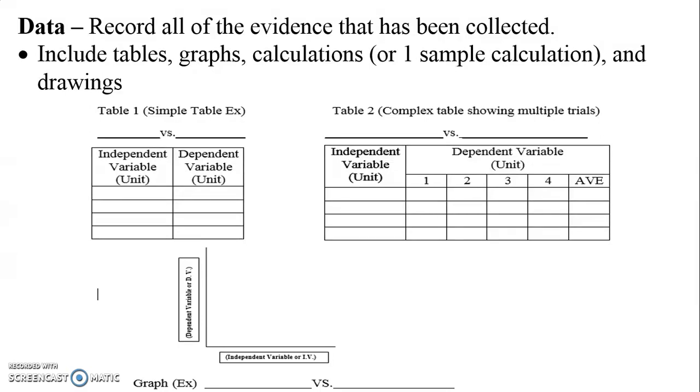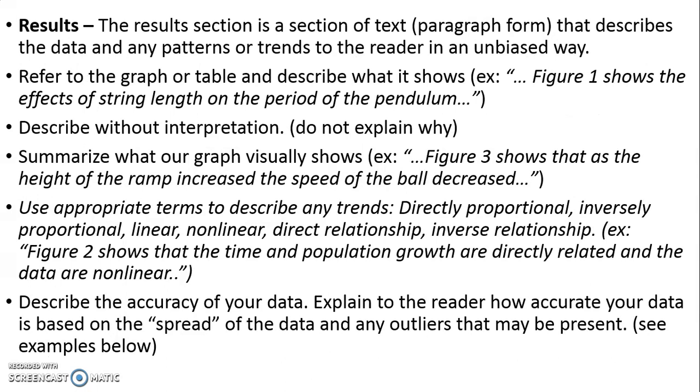Okay, so this is just your data. You're collecting your data. Then results, you're going to tell me about your data. The results section is a section of text, paragraph form, that describes your data and any patterns or trends to the reader in an unbiased way. In your results, you have to refer to the graph or table and describe what it shows. You need to give me some values from your data. So if your plant grew 9.3 centimeters in 50 days, you need to tell me 9.3 centimeters in 50 days. You have to give me something.